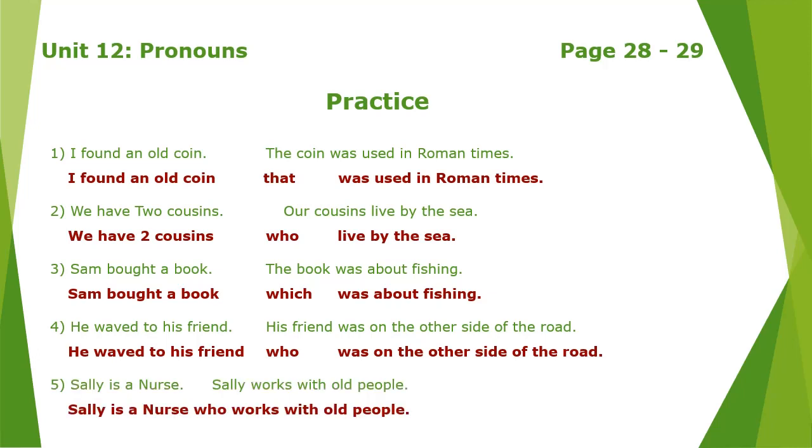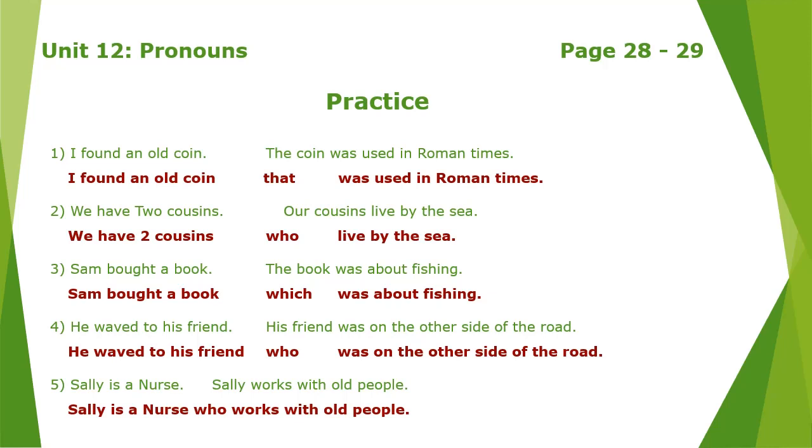Sentence number 5, Sally is a nurse and Sally works with old people. So the repeated thing here is Sally. That means I will delete Sally from the second sentence. The first sentence as it is, Sally is a nurse. And then I'll say who. Why? Because I'm talking about Sally or the nurse, which is a person, someone. So Sally is a nurse who works with old people. I deleted Sally from sentence number 2.